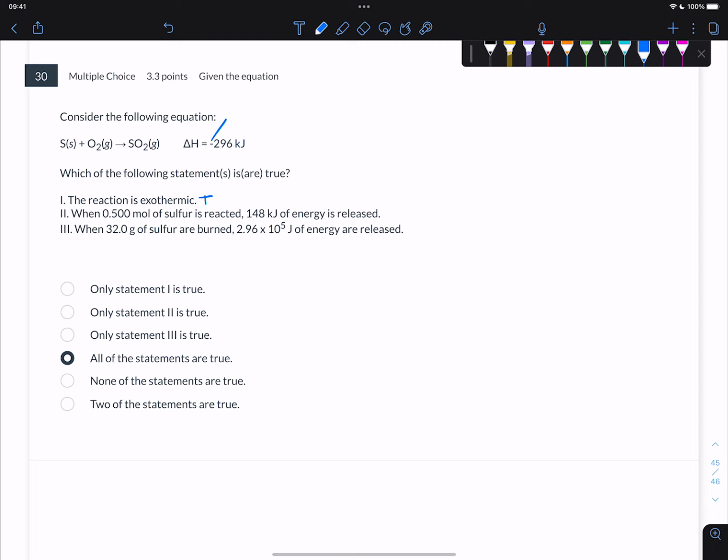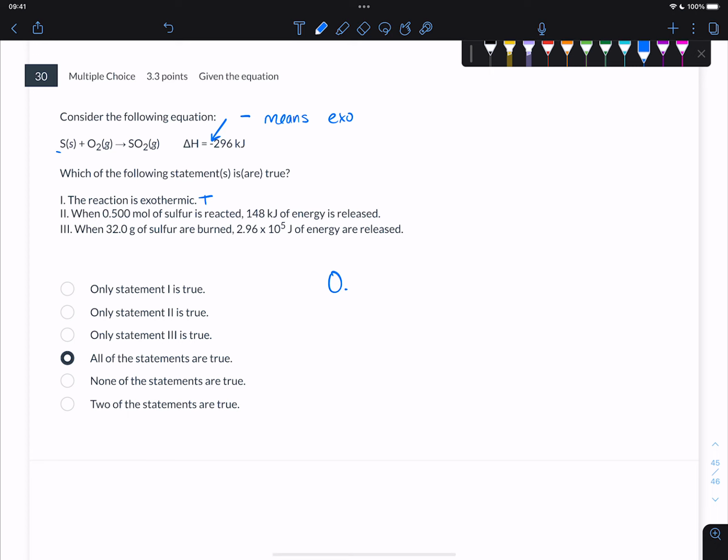This reaction is exothermic because we can see that this is a negative sign. Negative sign means it's exothermic. It's giving off that amount of heat for every 1 mole of sulfur that is burned. When 0.5 moles of sulfur is reacted, 148 kilojoules of energy is released. Who knows? Let's figure it out.